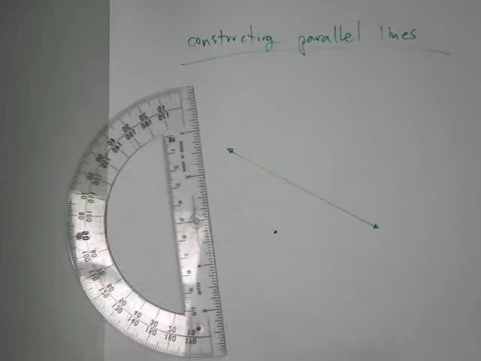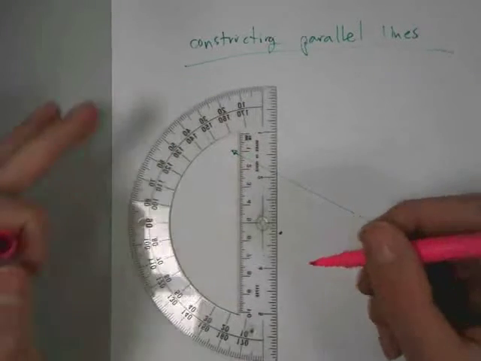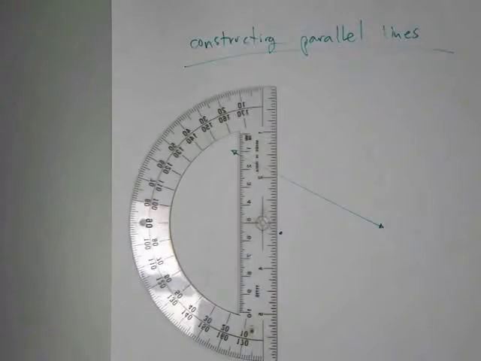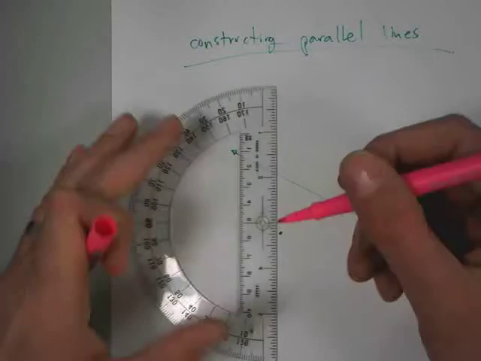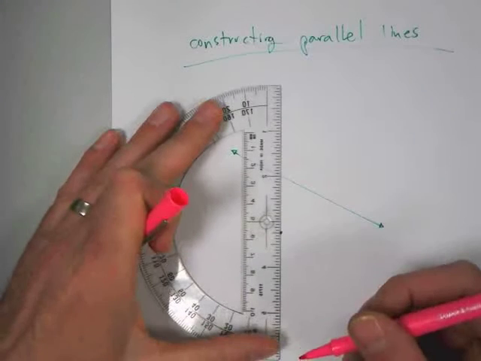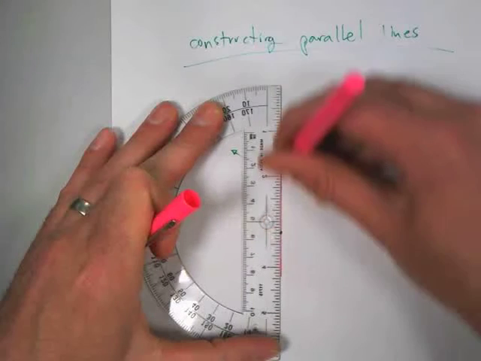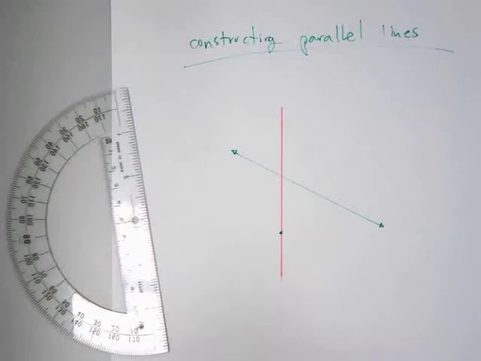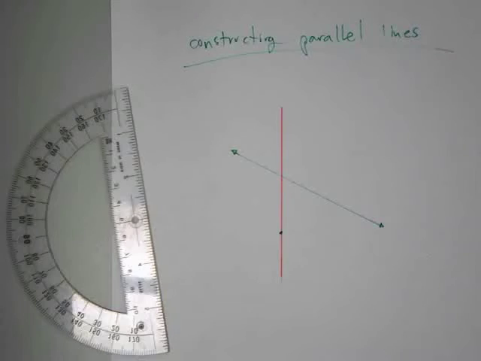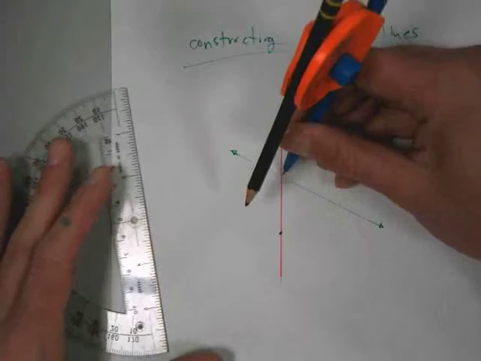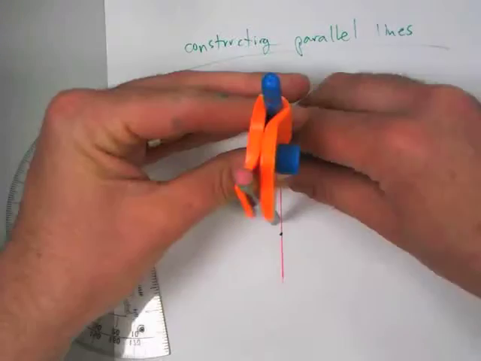So constructing a parallel line, there's a couple of different ways. I'm going to do one of the ones on your sheet. It is number 11 on the back of your paper. So to construct this parallel line, you have to draw a line through it. I'm going to construct parallel lines using alternate interior angles. To do the alternate interior construction, you have to copy this angle.